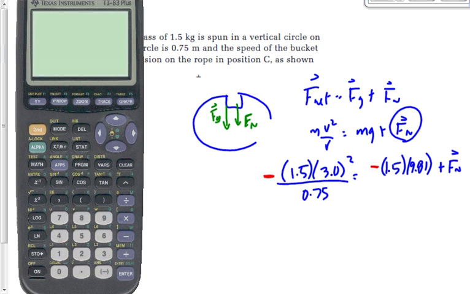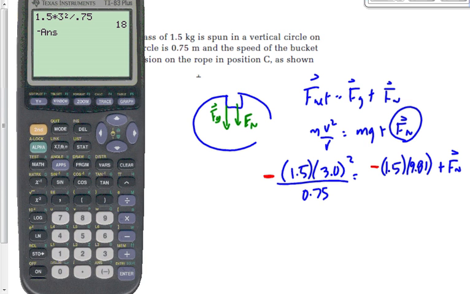All right, let's do this on a calculator, and that'll be it for us here today. So we got 1.5 times 3 squared divided by 0.75. Okay, that gives us 18. We're going to make it negative 18. I got negative 18. Let's take 1.5 times 9.81 over. It's a negative number on the right side. Let's take it over to the left side by adding. I get negative 3.29, negative 3.3.